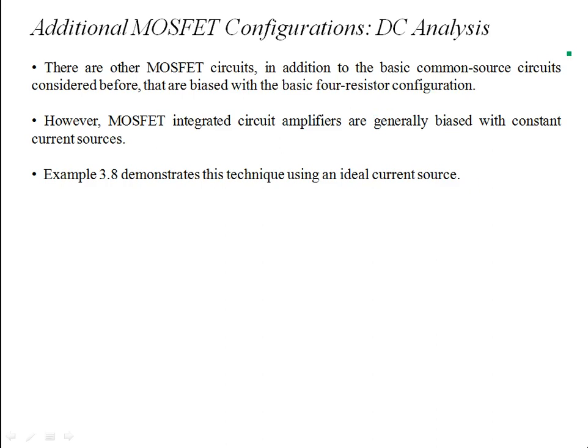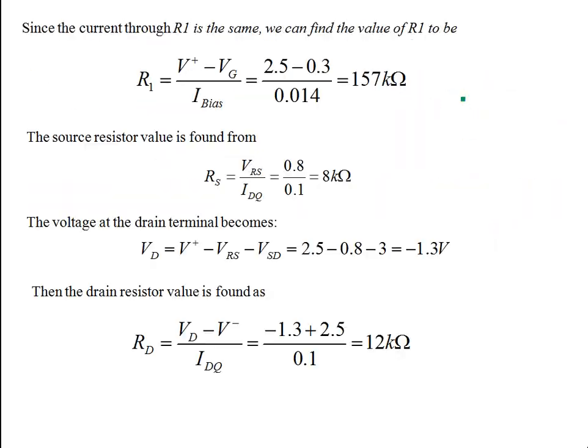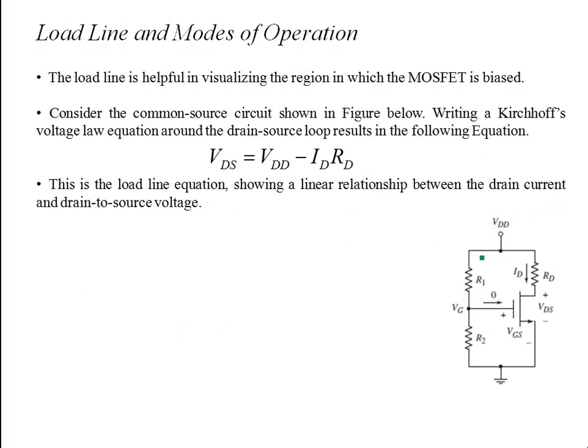MOSFET configuration before, which had the basic 4 resistor configuration in common source circuits. So if you recall previously, the circuits look like this. I emphasized the fact that you can have a source resistor RS as well, which tends to stabilize your Q point, I mean your VDSQ and IDSQ, given device parameter variations of Kn.